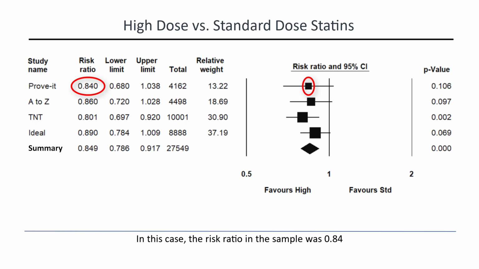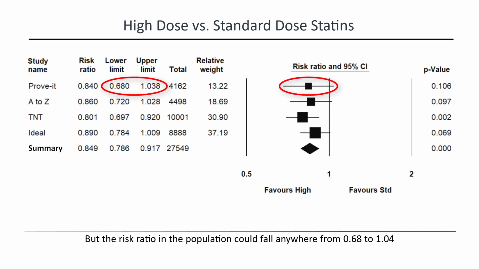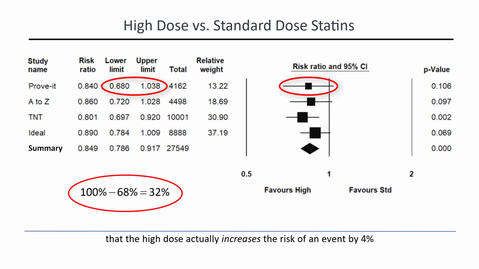In this case, the risk ratio in the sample was 0.84, but the risk ratio in the population could fall anywhere from 0.68 to 1.04. So, in the full population, it's possible that the high dose reduces the risk of an event by as much as 32%. Or at the other extreme, it's possible that the high dose actually increases the risk of an event by 4%.